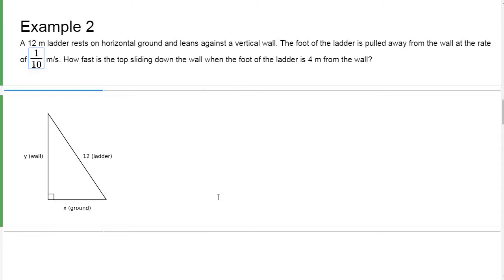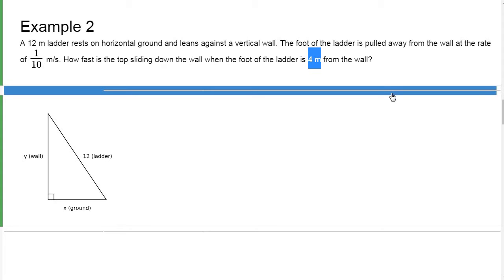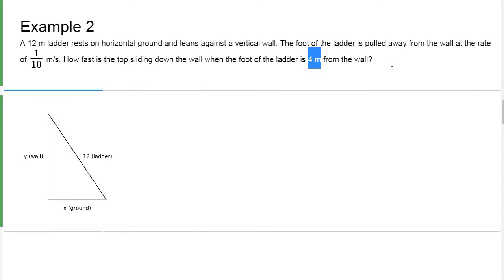It depends on the angle this ladder makes with the ground as to how fast the top is going to fall down. So I'm going to specify a specific moment in time by telling you that I want to know the rate of change that the top is sliding down the wall at the particular time when the foot is 4 meters from the wall. So I've called the distance between the wall and the bottom of the ladder x, and the distance from the ground up to the top of the ladder y. So this is asking for the rate of change of y, dy/dt, at the particular moment in time when x is 4. That's what this information is asking.